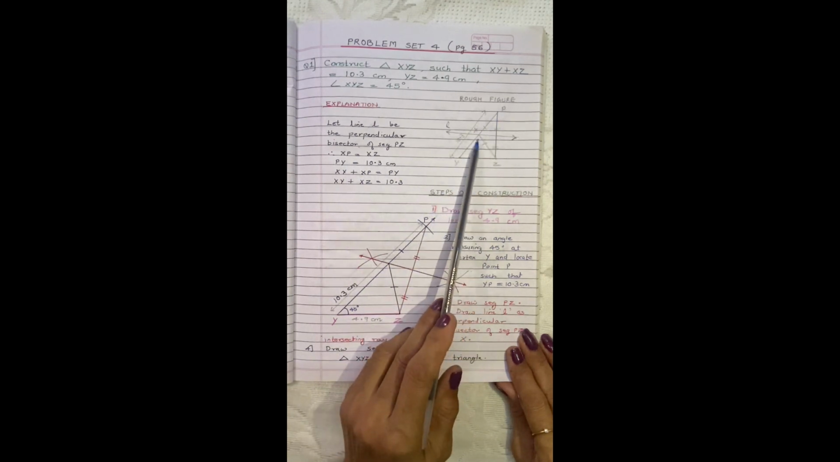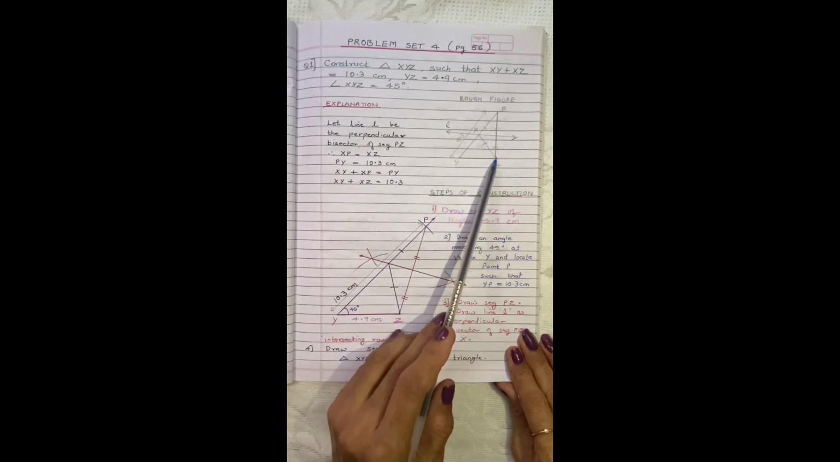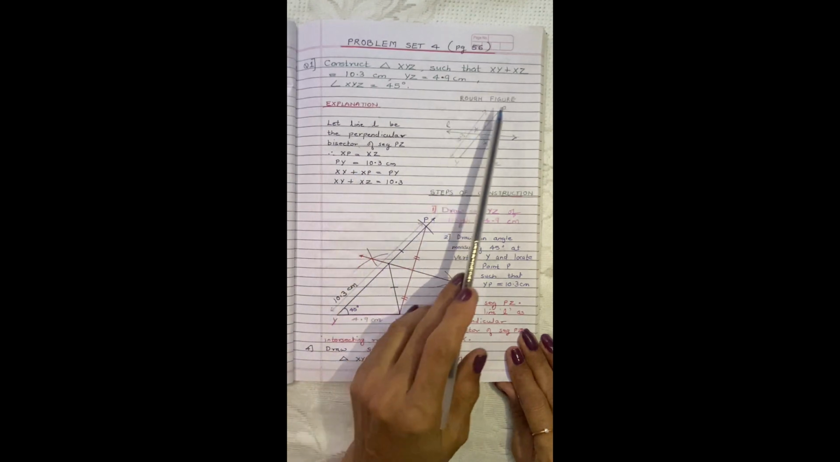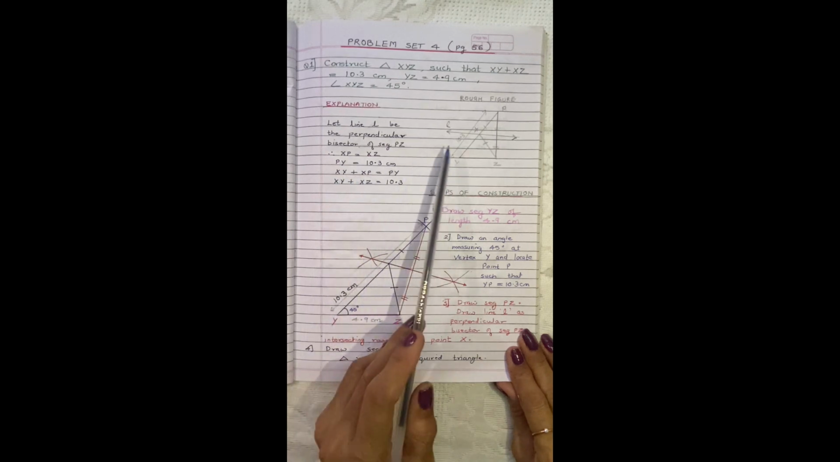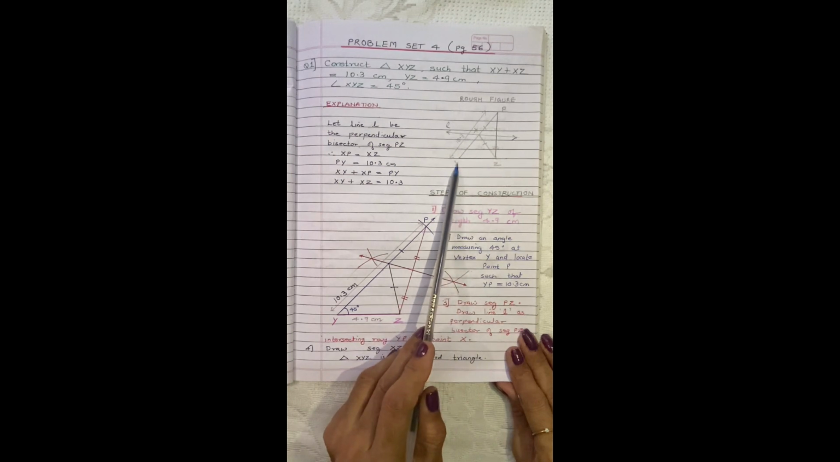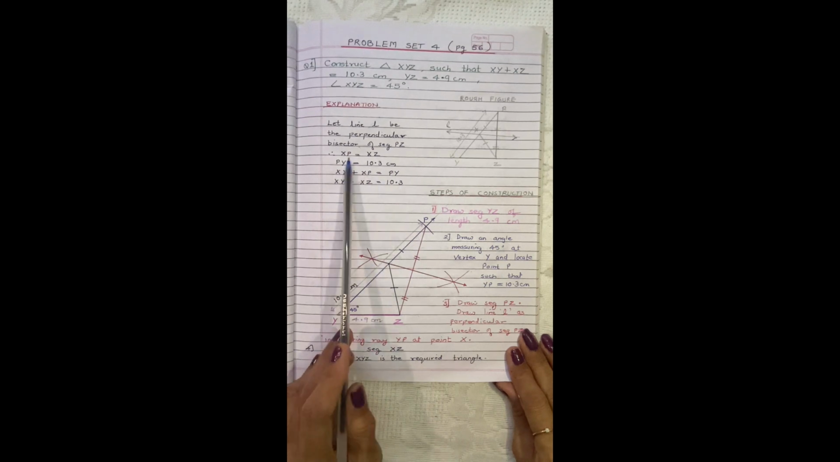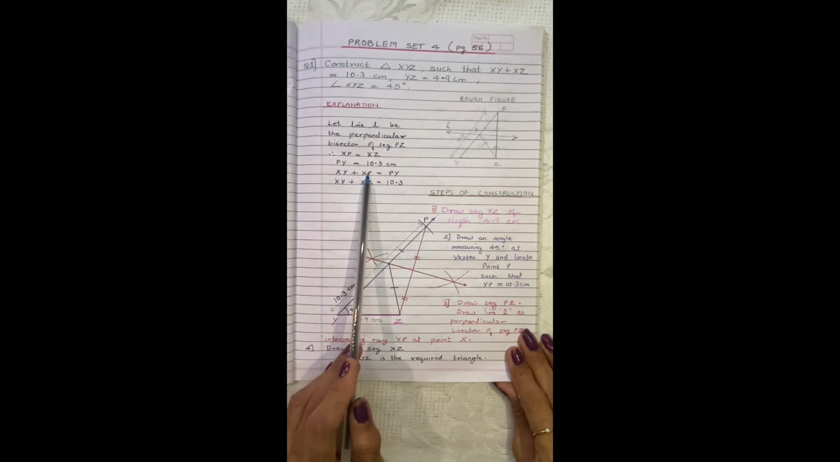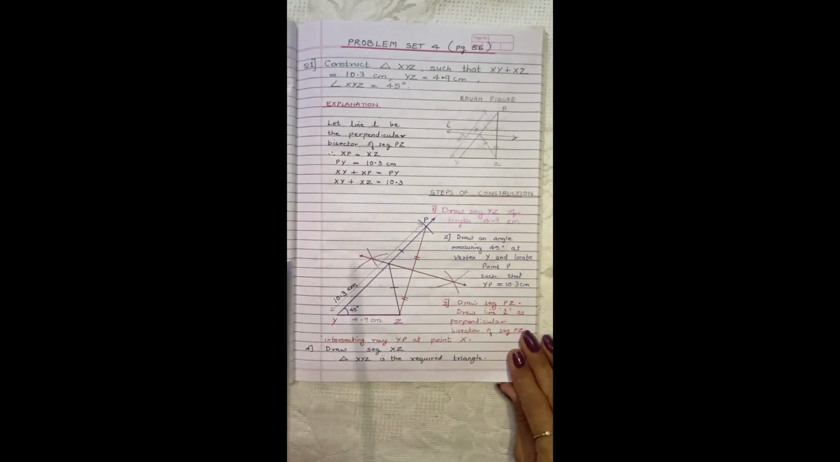XP is equal to XZ here. XP is equal to XZ. PY is equal to 10.3. XY plus XP is equal to PY. Now PY is given, we'll substitute PY with 10.3, and XP is equal to XZ, so we'll substitute XP with XZ. Now let's see the steps of construction.